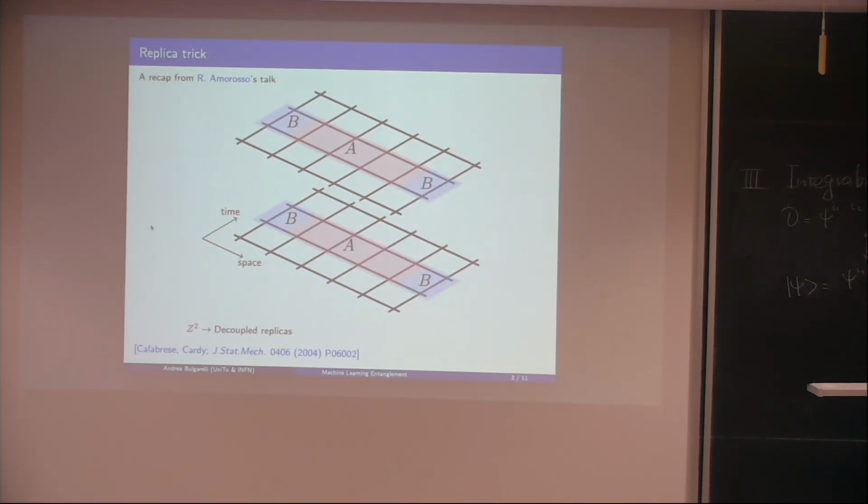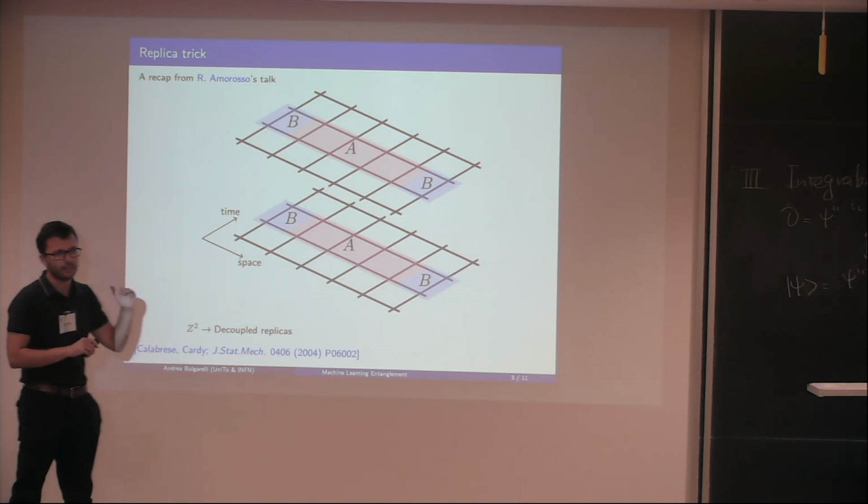So, how to do that? Well, as Rocco told us before, the replica trick is a way to compute Rényi entropies by means of lattice simulations. Let me go through it quickly by pointing out an aspect that will be important for our purpose, which is the fact that the replica trick consists essentially in putting a defect in this replicated lattice.